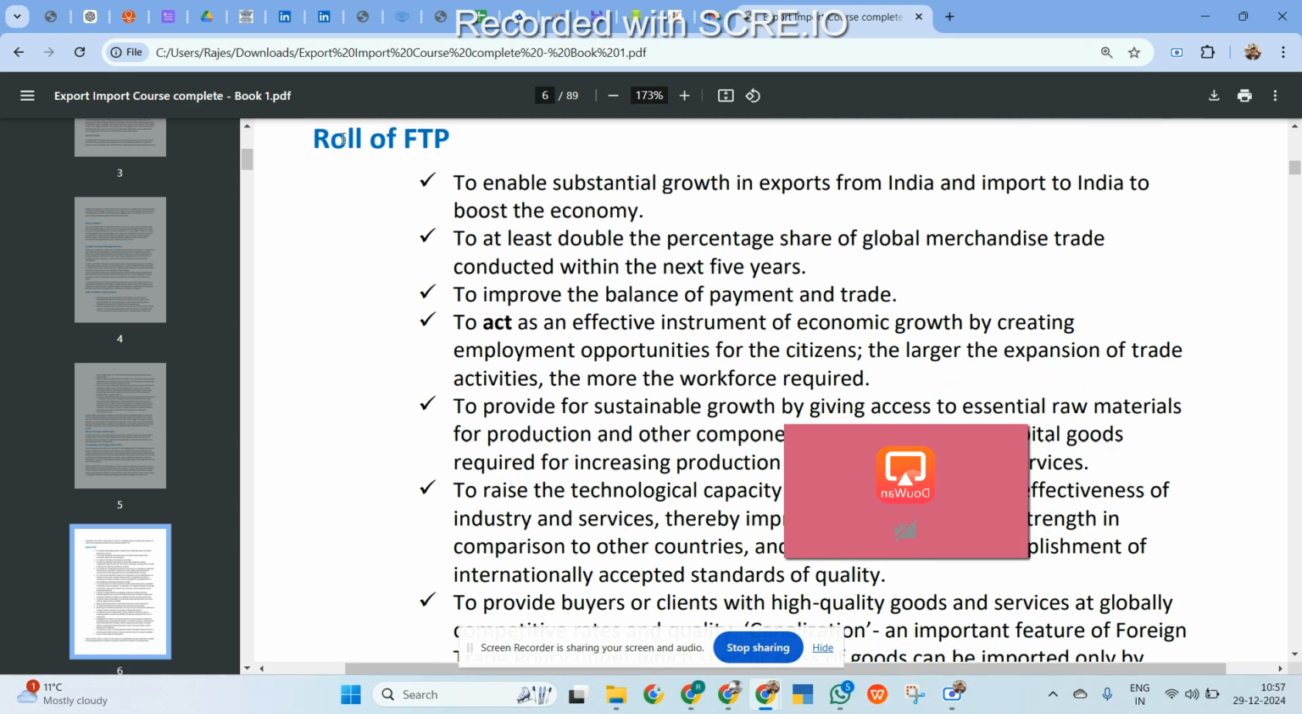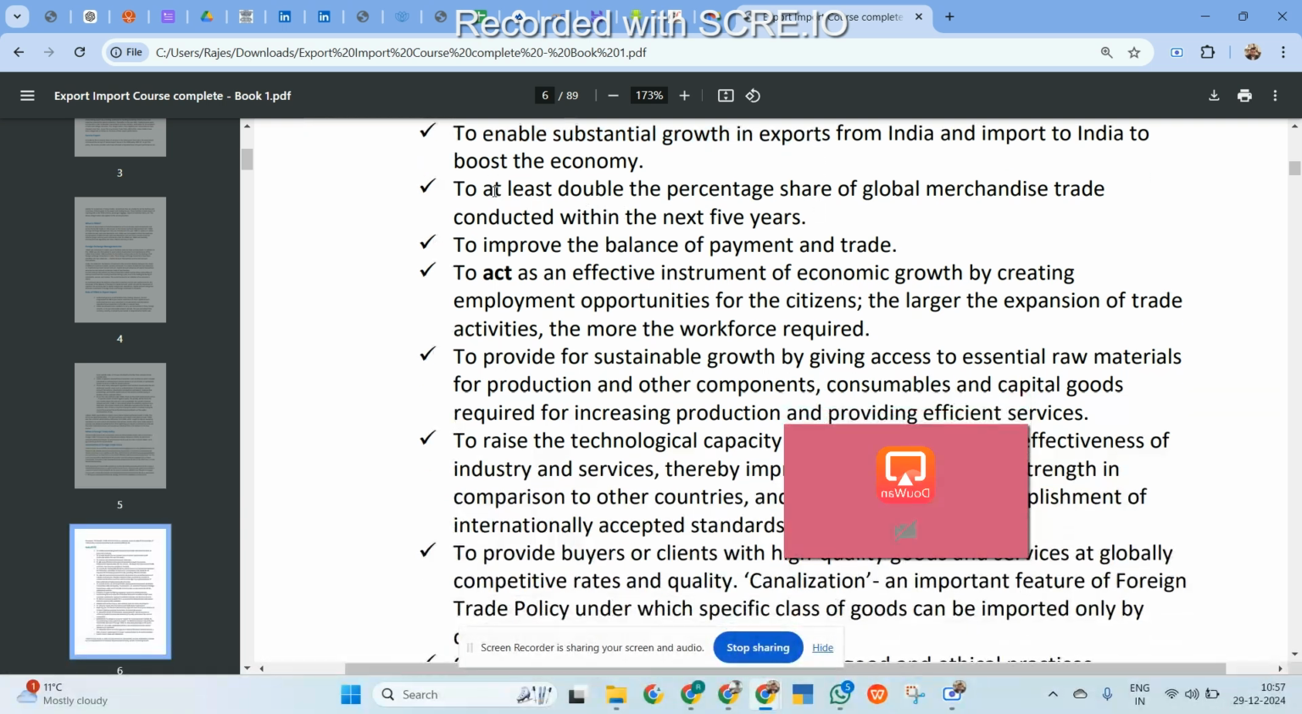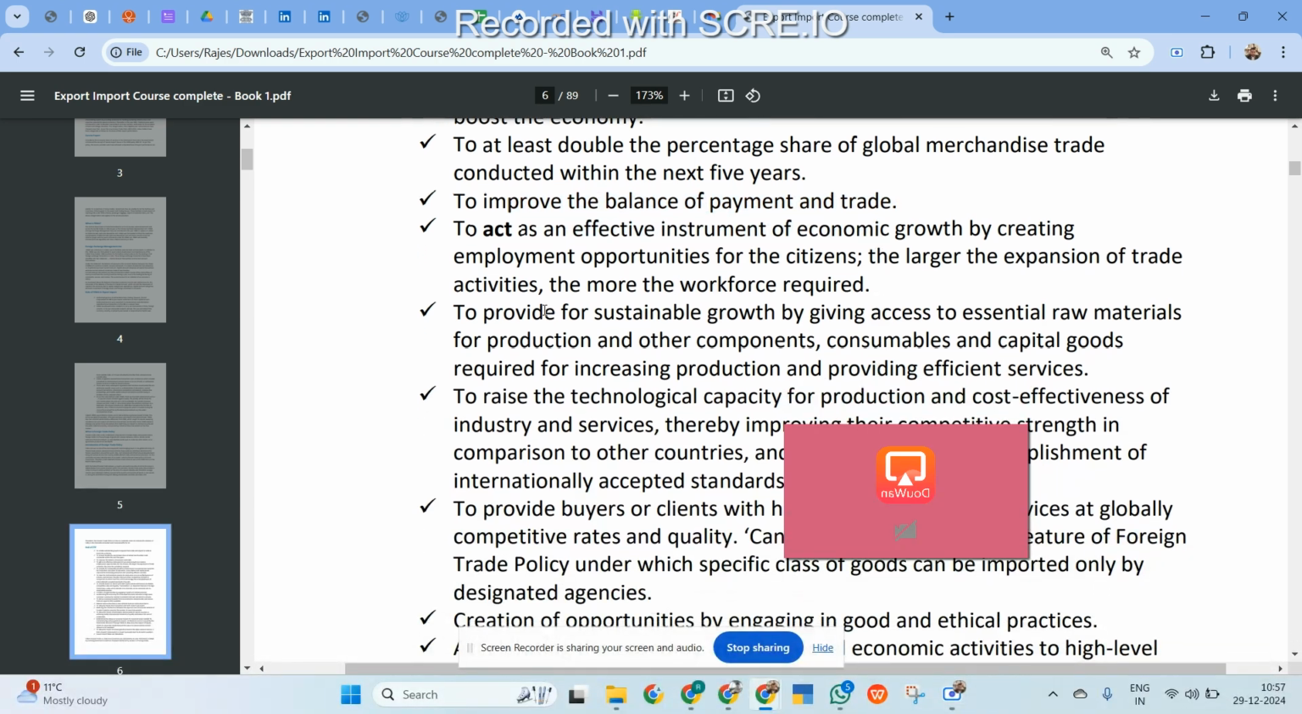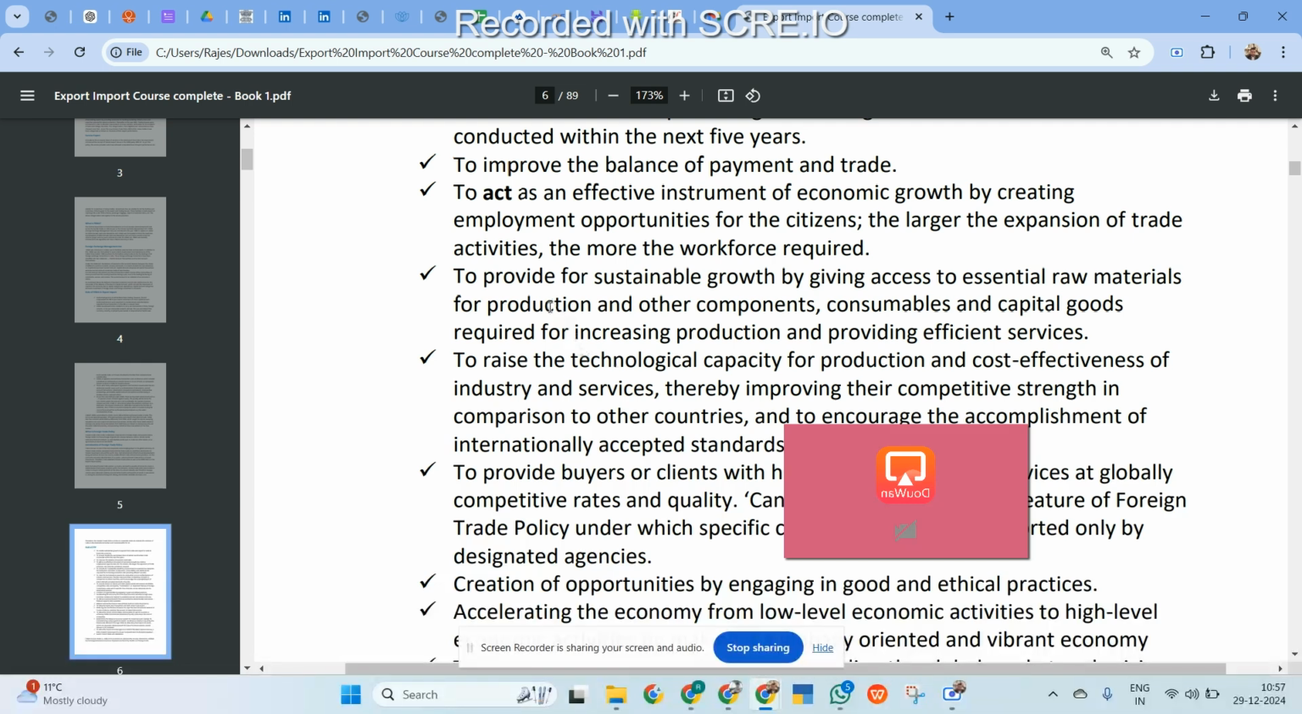Role of foreign trade policy (FTP): to enable substantial growth in export and import in India to boost the economy; to at least double the percentage share of global merchandise trade within the next 5 years; to impact the balance of payment and trade; to act as an effective instrument of economic growth by creating employment opportunities for citizens; to provide for sustainable growth by giving access to essential raw materials, components, consumables, and capital goods required for increasing production and providing efficient services.